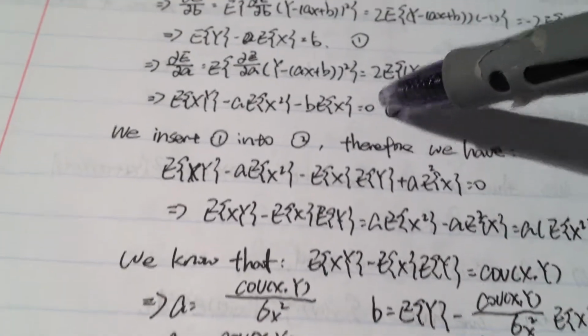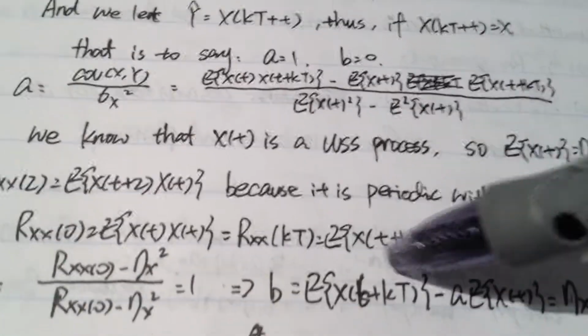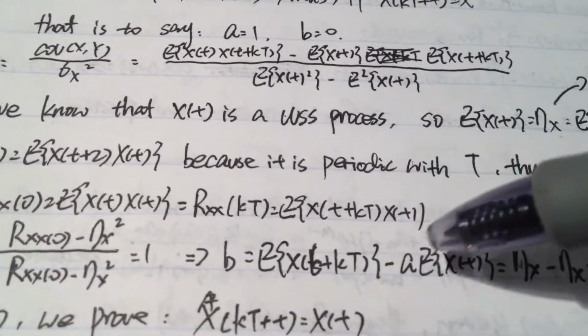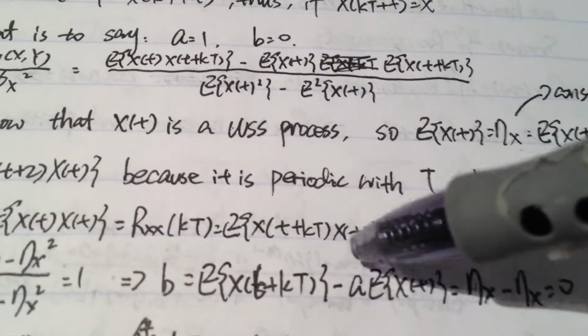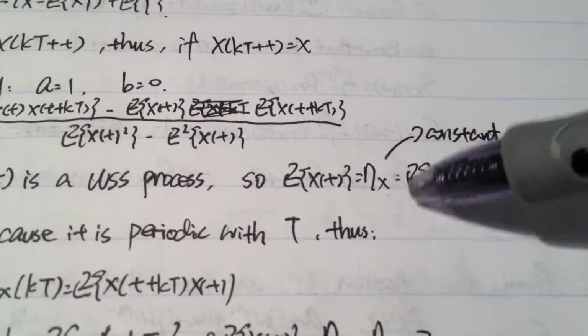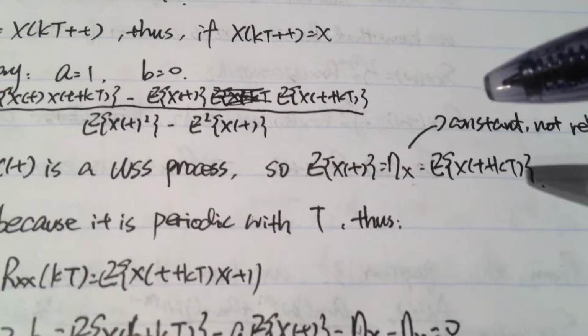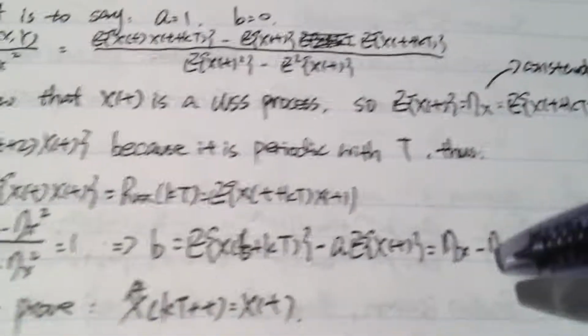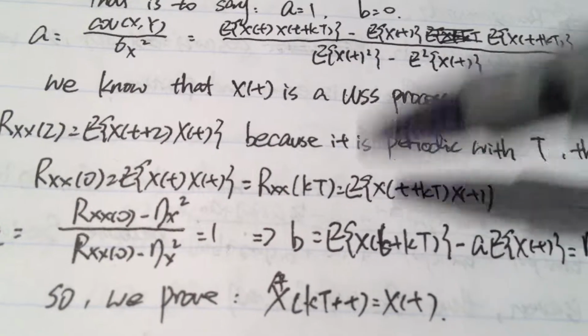And because a equals 1, we insert a into function 1. We know that b equals the mean of this part minus a multiply the mean of x(t). We know that a equals 1, and these two parts are the same because x(t) is a WSS, and its mean equals a constant, so that b equals 0. So we can prove x(t) is a periodic function.